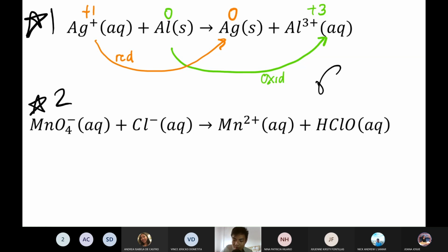Itong Mn, automatic, positive 2 yan. Tapos itong Cl, automatic, negative 1 yan. Eto, bahala kayo maghanap. Okay? So, yan. I'll give you a few minutes na. Comment nyo na lang sa box kung ano yung sagot, kung sino yung reduction, sino yung oxidation.